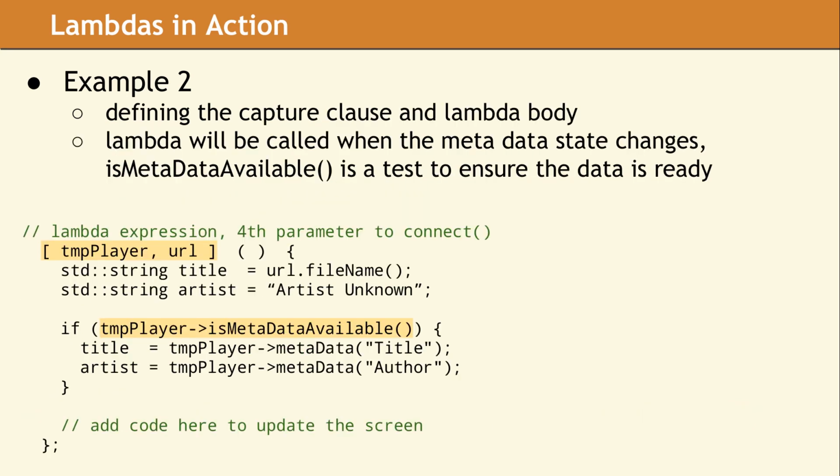Our Lambda expression needs to capture the temporary media player and the URL. In the body of the Lambda expression, we set up default values for the title and the artist, just in case the media metadata is not successfully loaded or available. This might happen if the file is corrupted or has no metadata tags. Before we call the metadata method, it is important to make sure the data is really available. If it is, we go ahead and retrieve the values. Whatever code is required to update the screen can be added at the end of this Lambda.